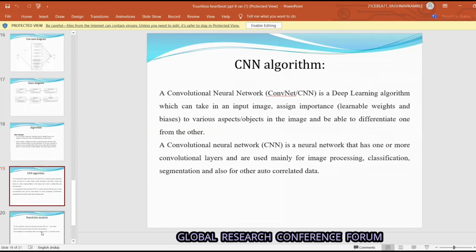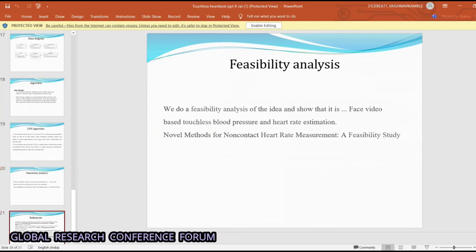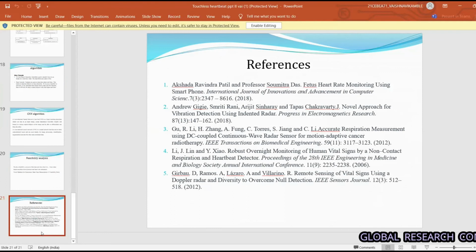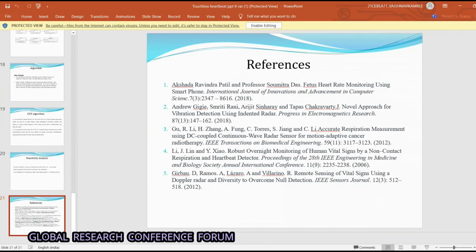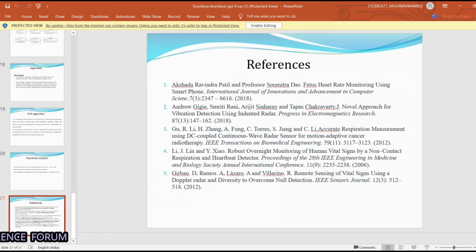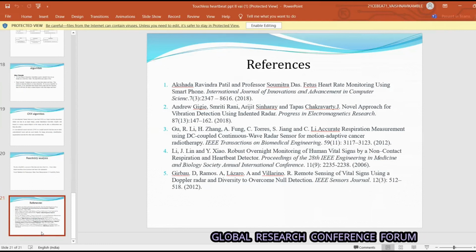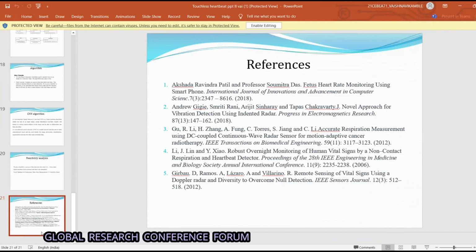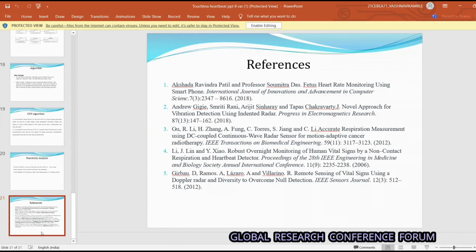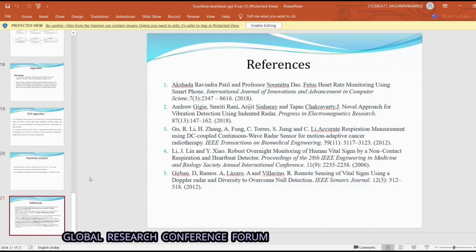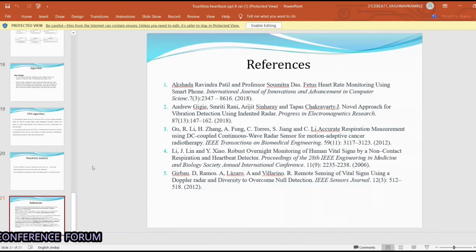These are the feasibility analysis. The conclusion, now I'm going to conclude. To accurately detect heartbeat even with a low heart rate, lower than 50 BPM, we proposed a Doppler sensor-based heartbeat detection method by heartbeat signal construction with convolutional CNN and Haar cascade. And these are the references we have used.